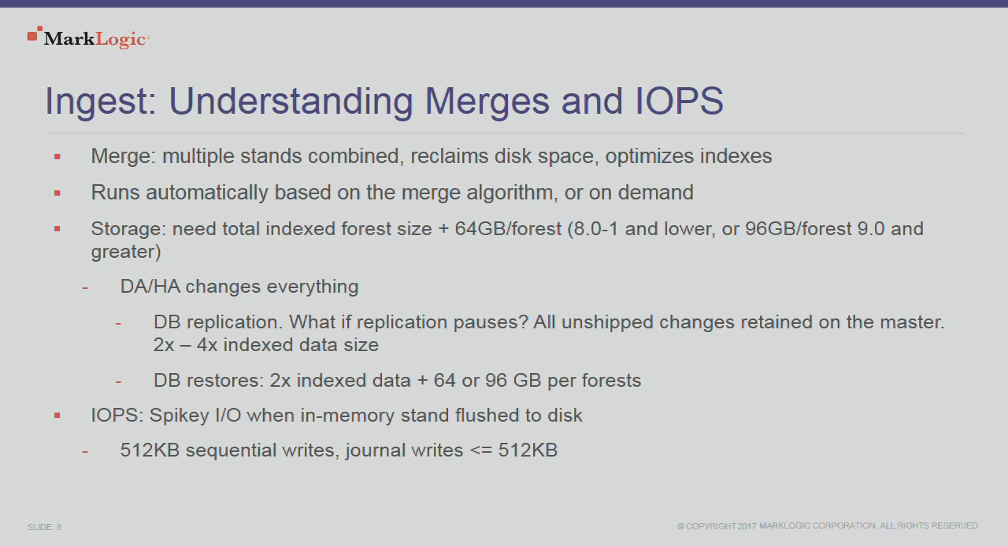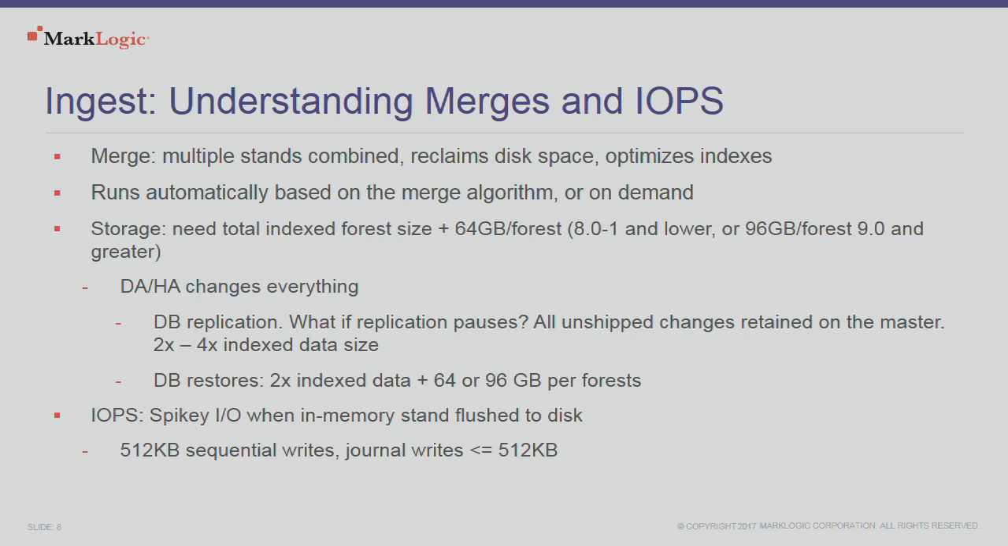If you are doing HA, or you're doing, it should say disaster recovery actually, DR or HA, and you're doing database replication, that's something to think about in terms of storage. What if your primary site is unavailable, or your backup site is unavailable? You're generating all these transactions that will need to be shipped to the backup later. All of a sudden, your disk storage is growing quite a bit. And for database restores, we're actually copying the data to a temporary location. So you need 2x when you're doing the restores.